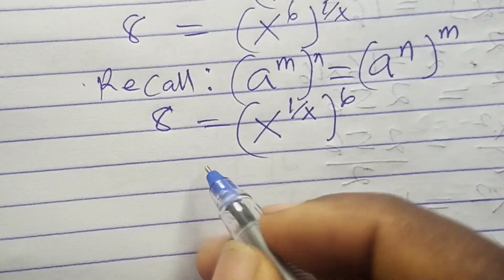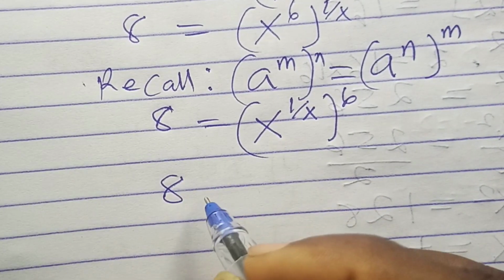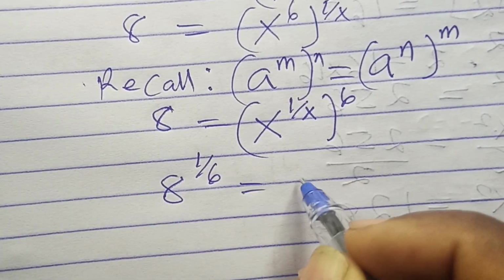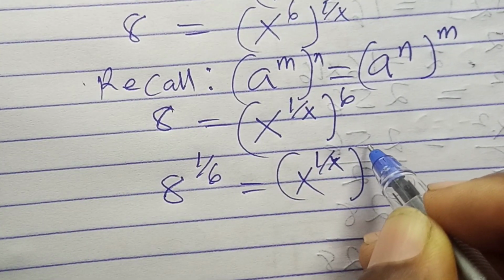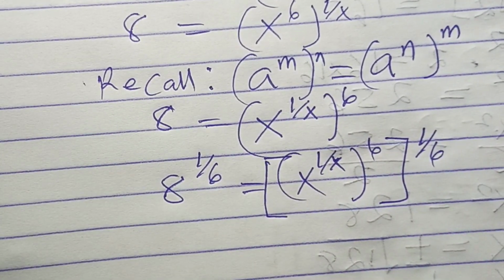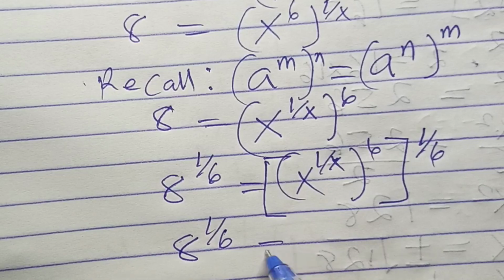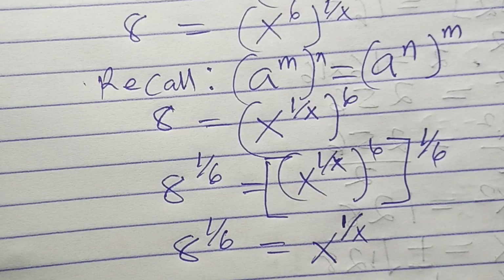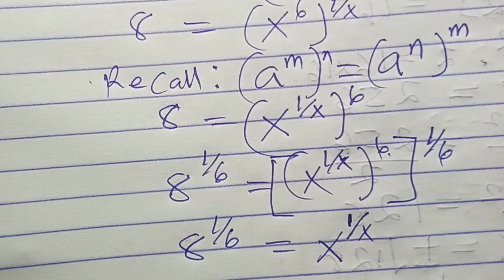So meaning we can also write this as 8 raised to power, removing this, 1 over 6 equals x raised to power 1 over x raised to power 6, 1 over 6. So what are we going to have here? 8 raised to power 1 over 6 will be equal to x raised to power 1 over x. This 6 times 1 over 6, 6 divided by 6 is 1. That is what we have.